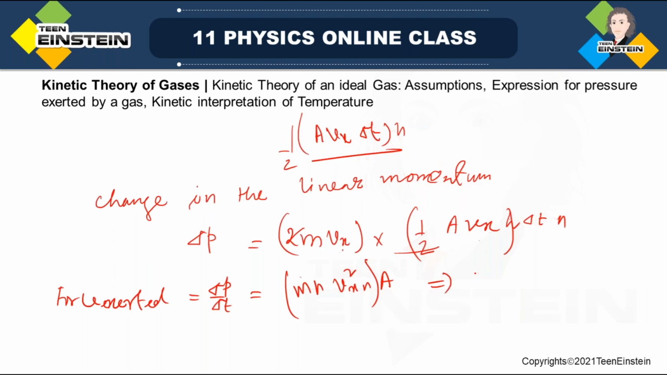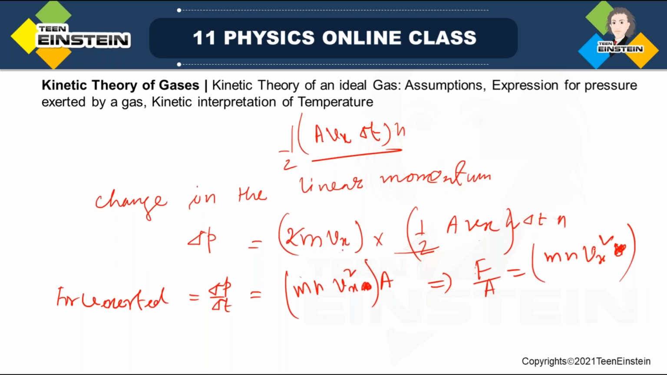Then what is the pressure? Pressure means the exerted force or thrust divided by area. So m n. I'm sorry, there are not two n's; this n will not be there. A has cancelled, all right. So m n into Vx squared.